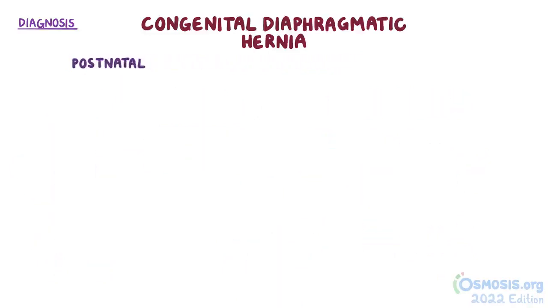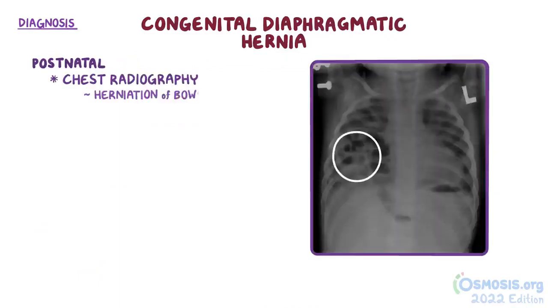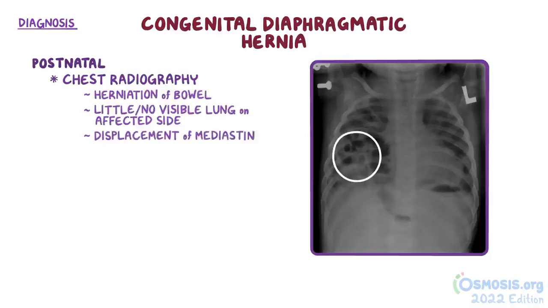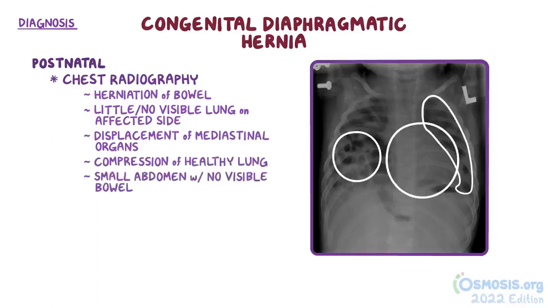Next, diagnosis is confirmed by chest radiography, showing herniation of the bowels into the hemithorax with little or no lung on the affected side. Other radiographic findings include displacement of mediastinal organs, like the heart, to the opposite side, compression of the healthy lung, and a small abdomen with no visible bowel. In the rare instances when the defect is right-sided, the liver may be the only herniated organ and will appear as a large thoracic mass.